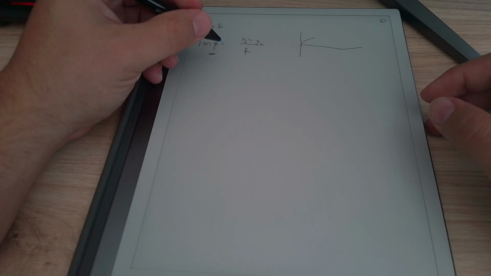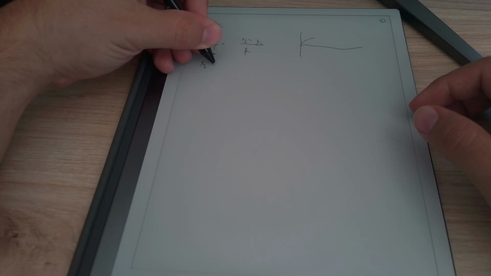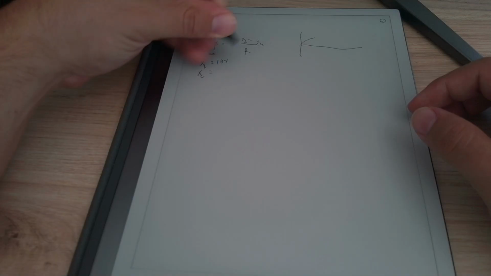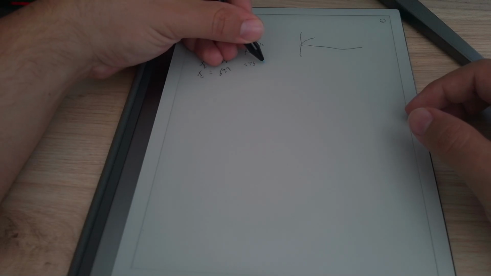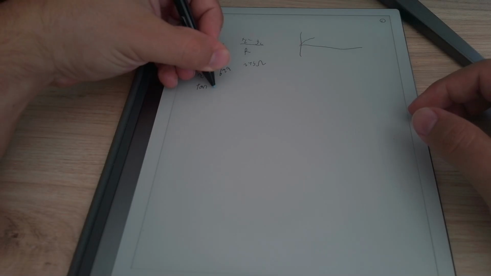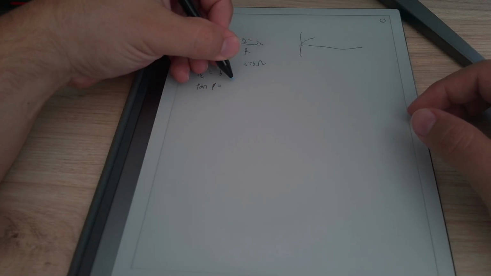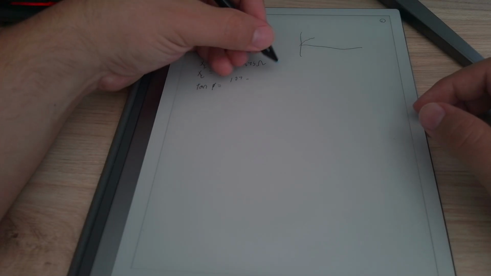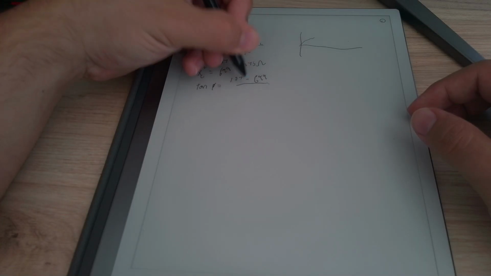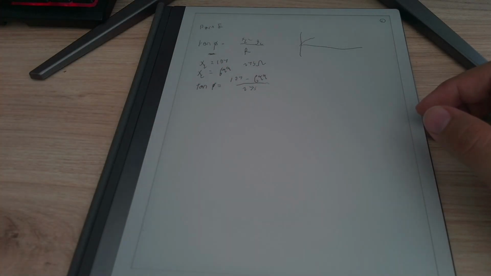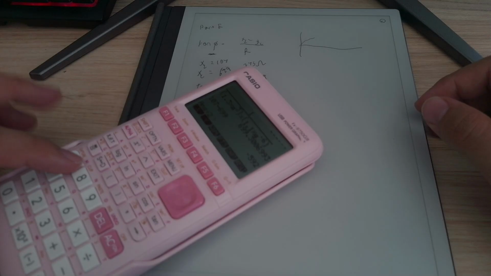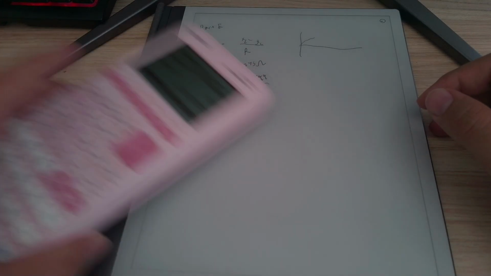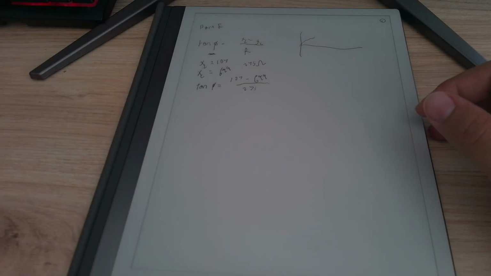All right. So we found our X of L, which is equal to 107, and our X of C, which is equal to 699. And we know that our resistor is 275 ohms. So here we'll just do tangent phi equal to 107 minus 699 all over 275. 107 minus 699 divided by 275 gives us negative 2.15.